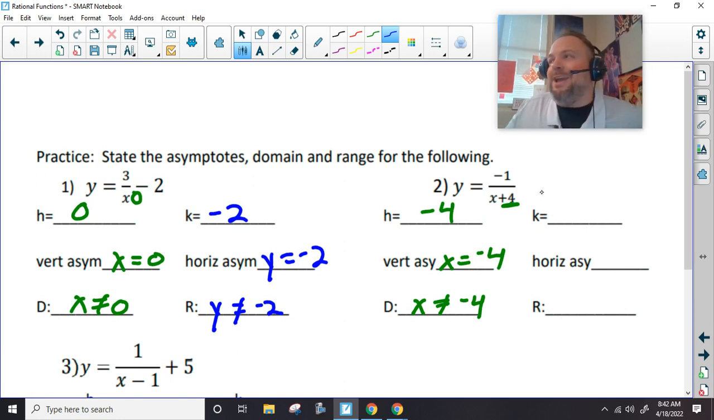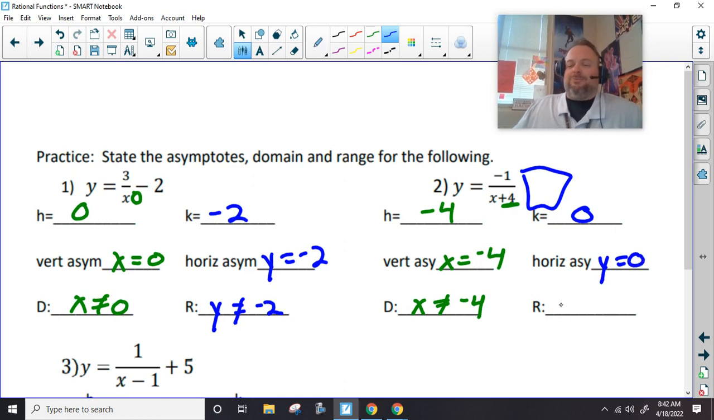Okay, our k value. What is our k value? What is the value over here? 0. So we have a horizontal asymptote at y equals 0 and a range at y not equal to 0. Ta-da! All right. So, pretty simplistic.